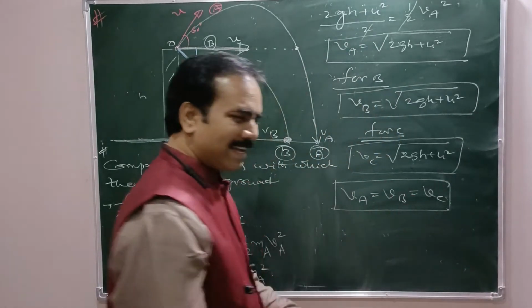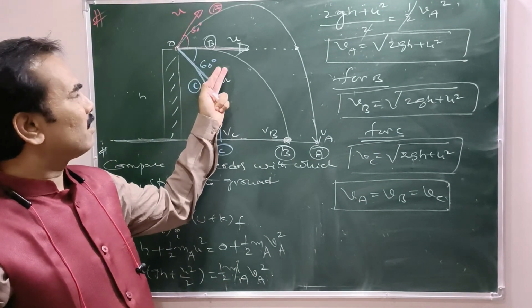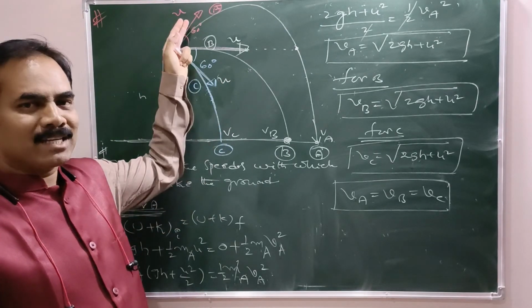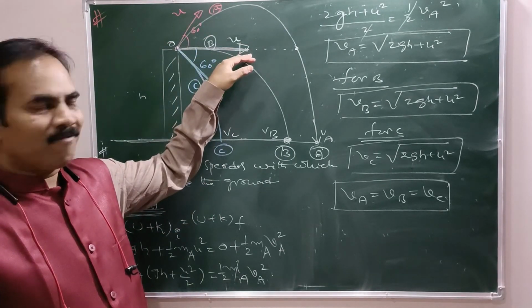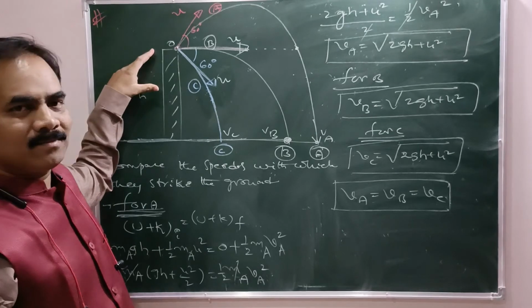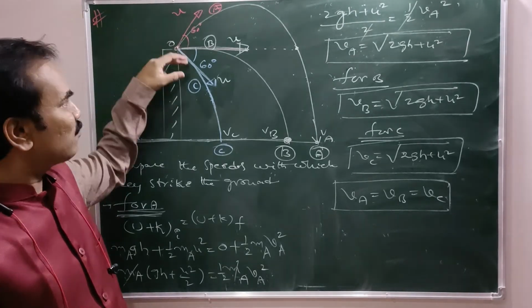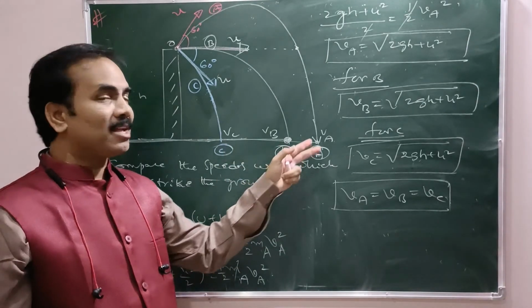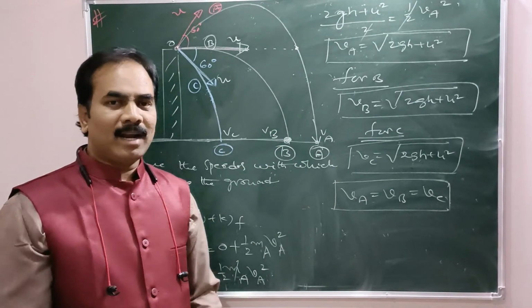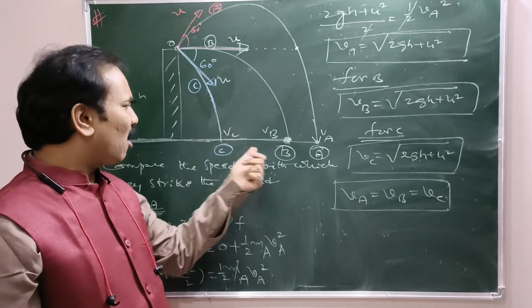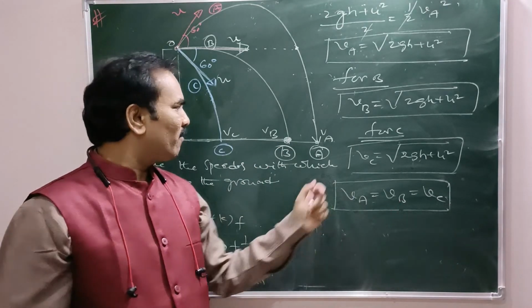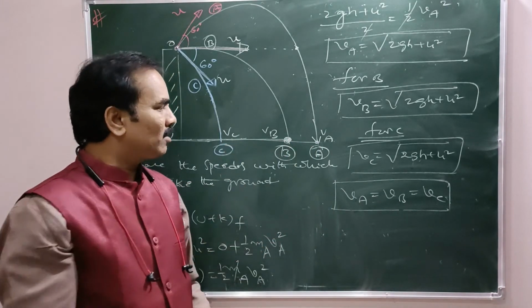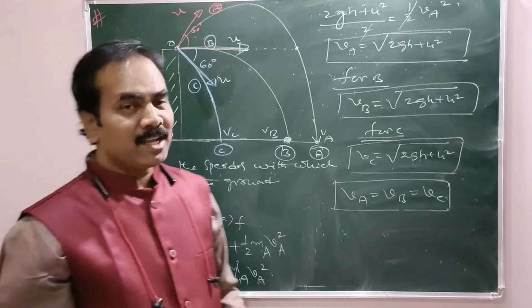That means all the projectiles, even though they are projected in different directions from the same height simultaneously with the same speed, and even though they meet at different positions on the ground, strike the ground with the same speed. VA equal VB equal VC. That's a very interesting result.